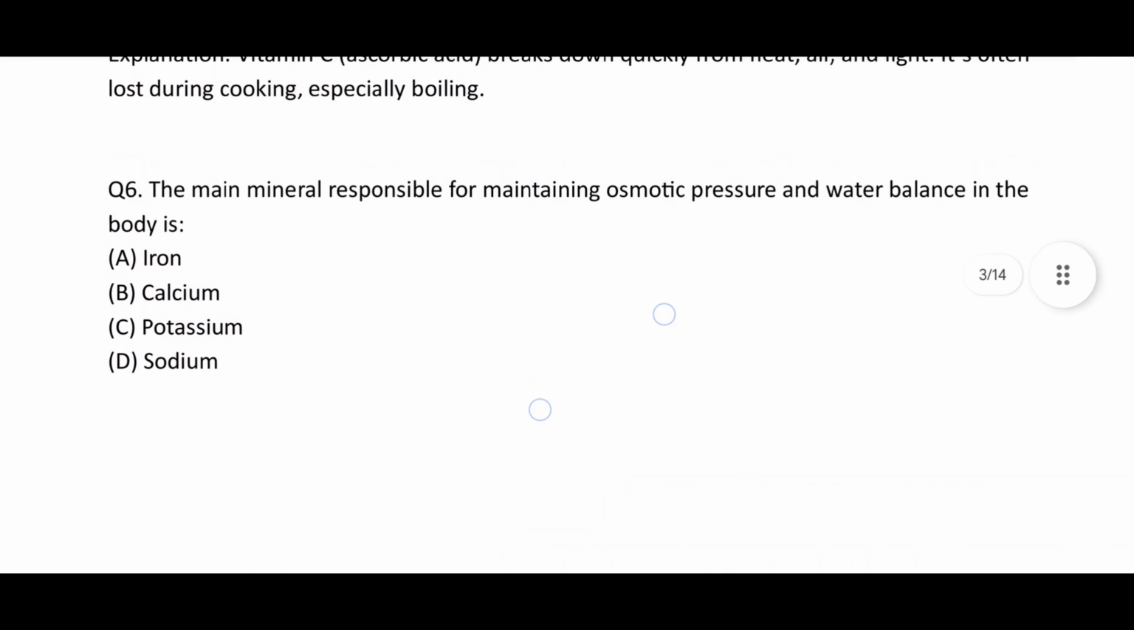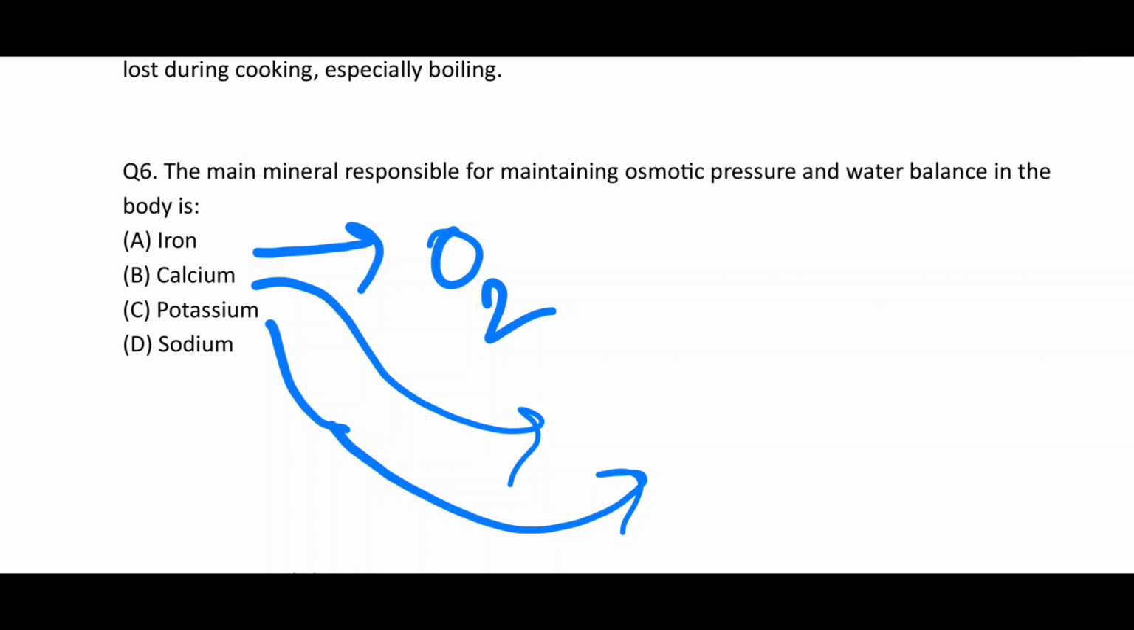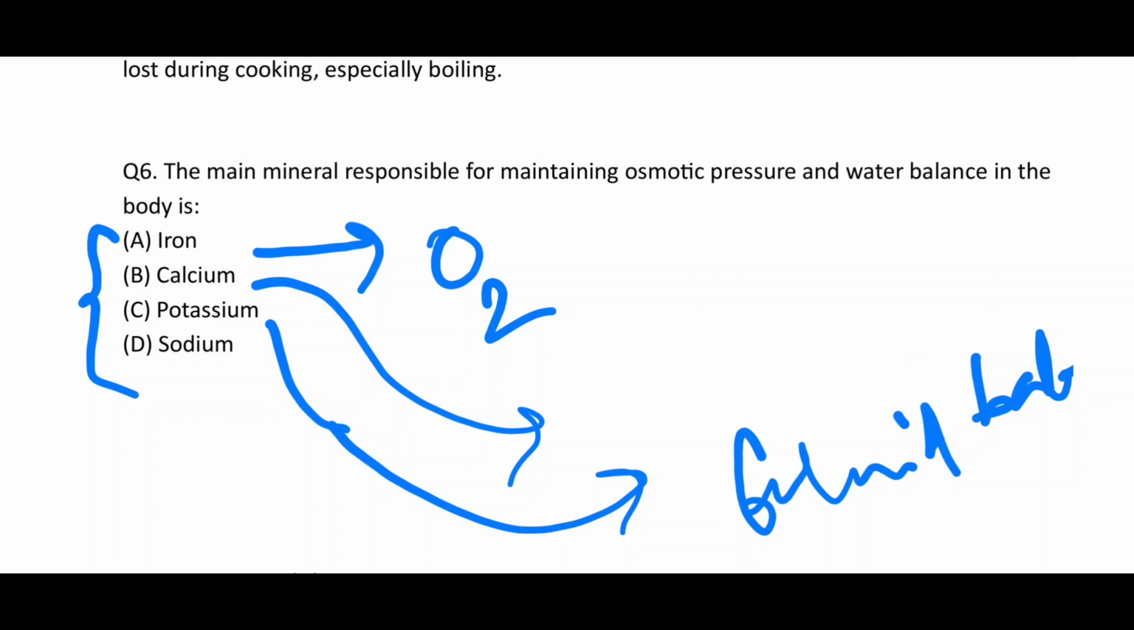If we see the other options, like iron, iron helps in transporting oxygen to all parts of the body. Calcium helps in building strong and healthy bones. Also it helps in blood clotting and muscle contraction. And potassium controls the nerve impulses and muscle contraction. It also helps in muscle contraction like calcium, and it helps in maintaining fluid balance in the body. So you should know the function of all these important minerals: iron, calcium, potassium and sodium. Let's move to the next question.